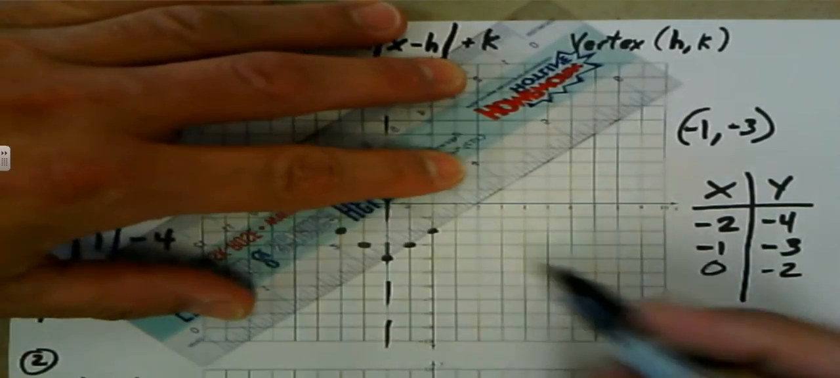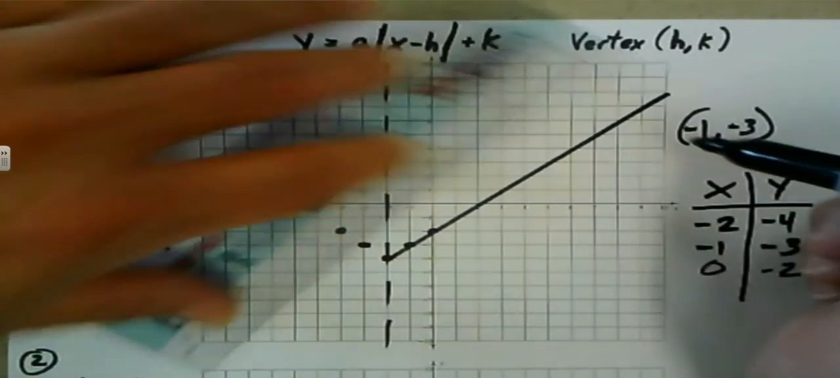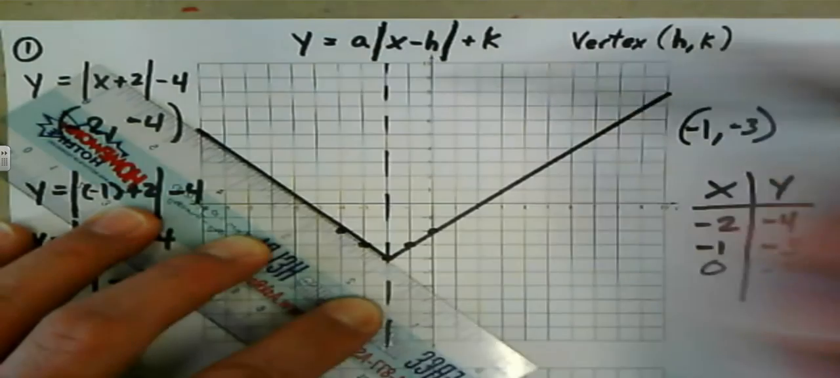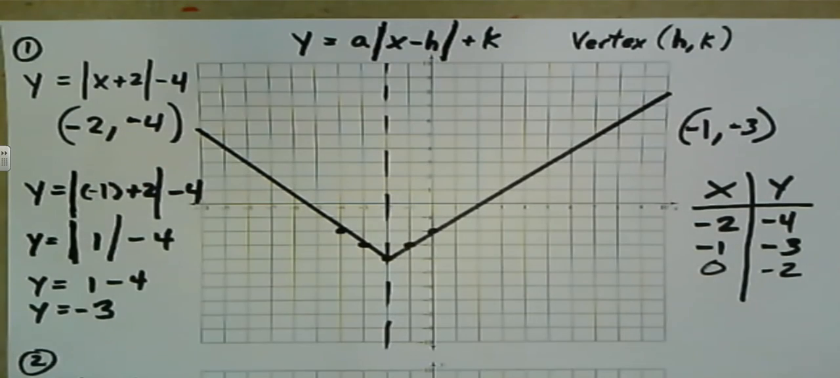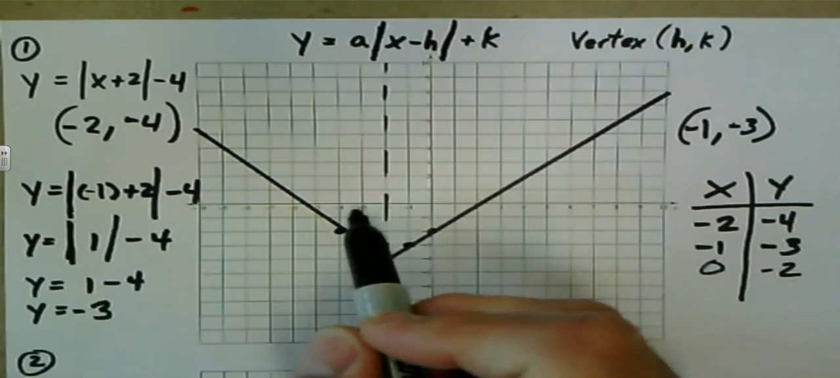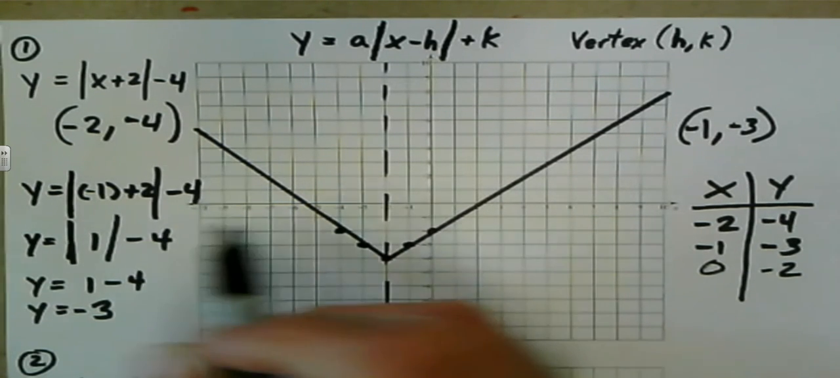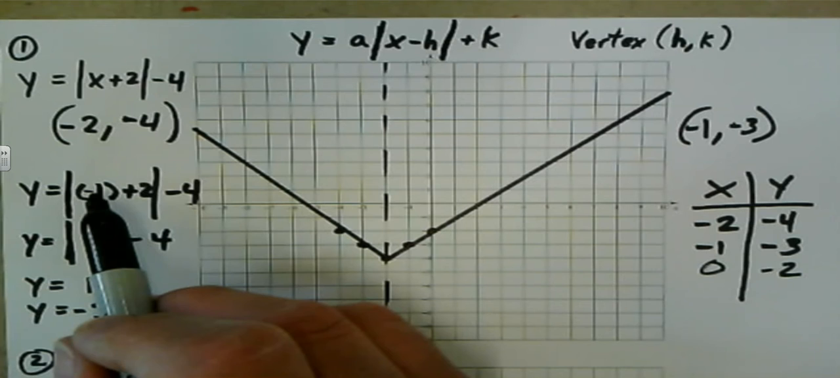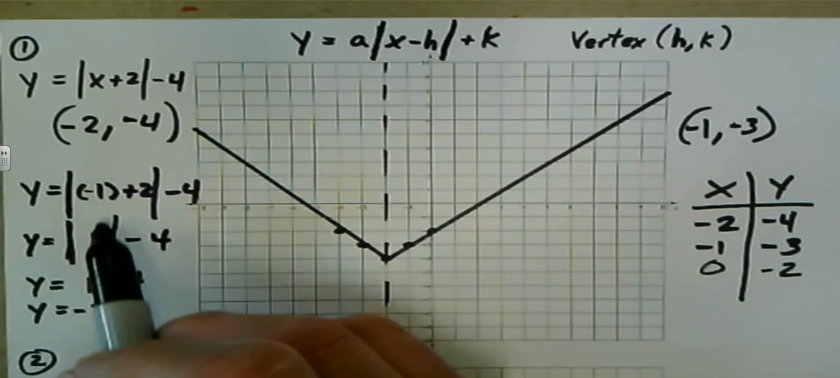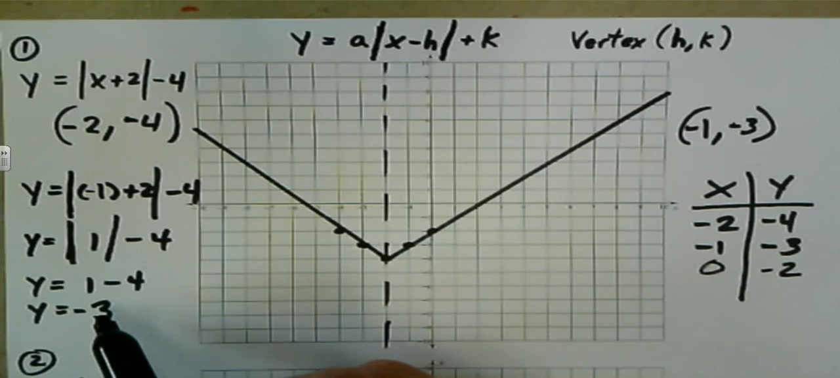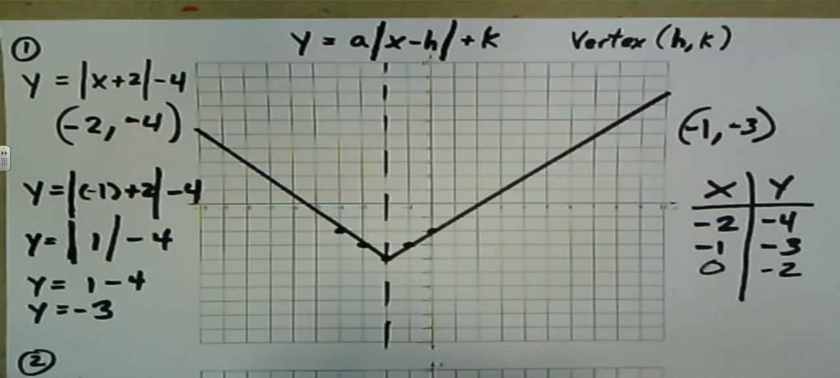So how does this look? Looks just like that. By the way, if I chose to put negative 3 in here, would I get this dot right here? Sure I would. If I put negative 3 in here, negative 3 plus 2 is negative 1. The absolute value of 1 is 1. 1 minus 4 is negative 3, which is what it was.